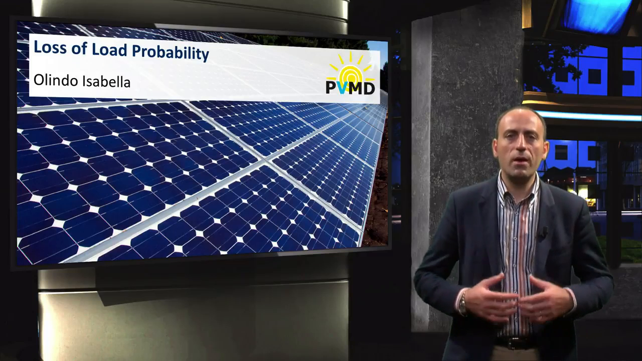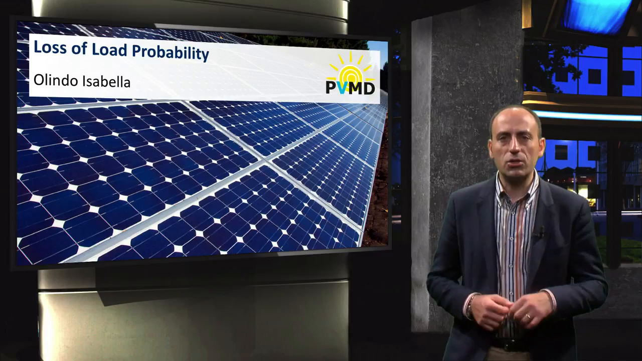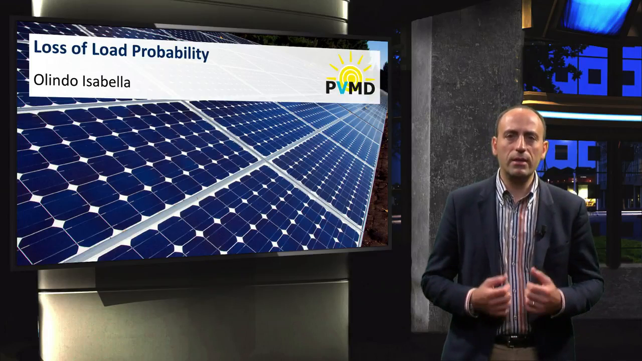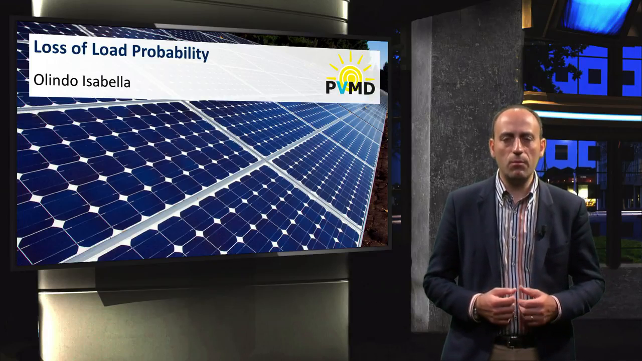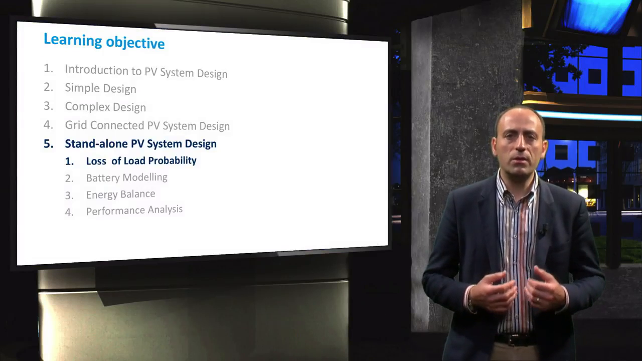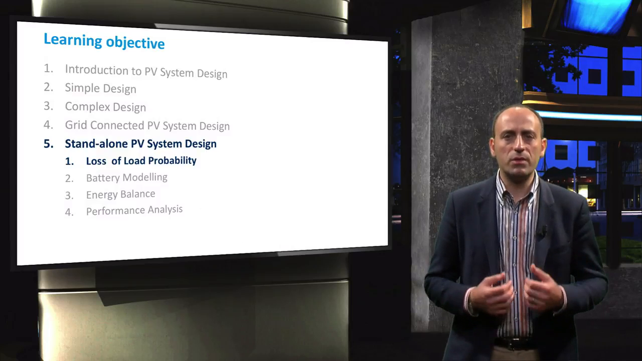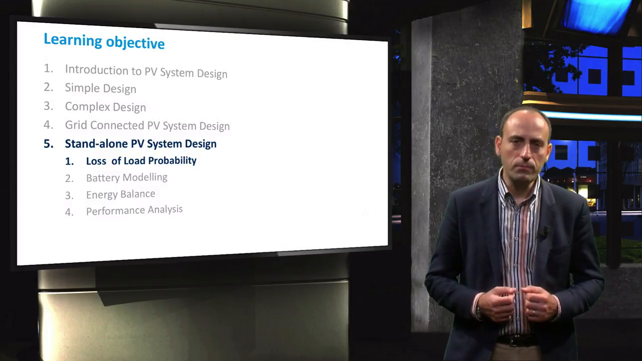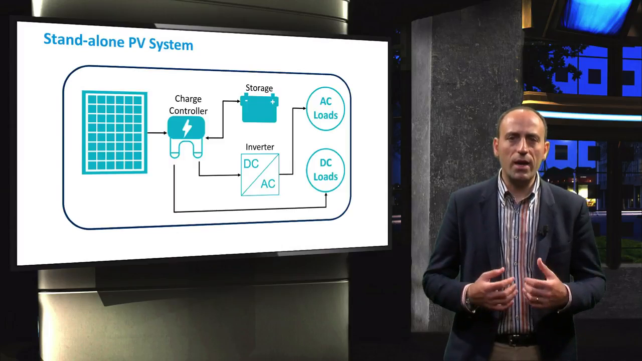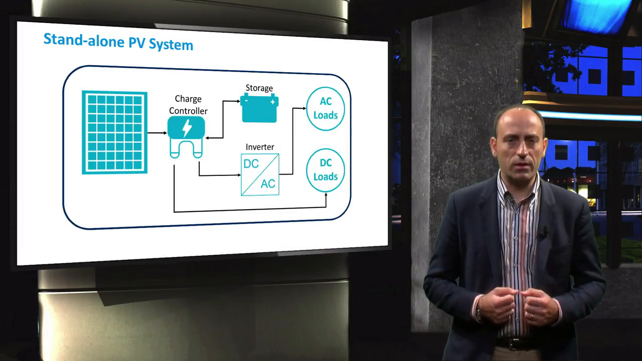In previous videos, we have focused on the design of a grid-connected PV system. In this section, you will learn how to carry out a detailed design of a standalone PV system or off-grid system. In particular, in this video, we will discuss the loss of load probability, which is an important concept for standalone PV system design. Choosing a good design is even more critical for standalone systems than for grid-connected systems.